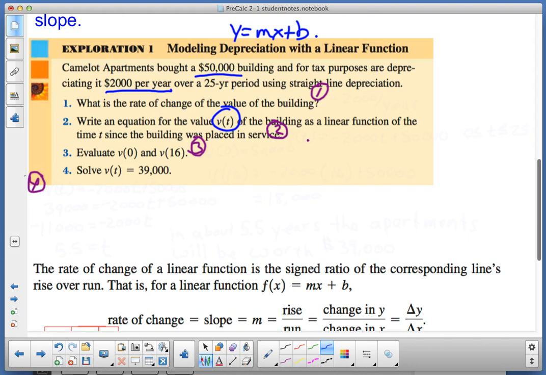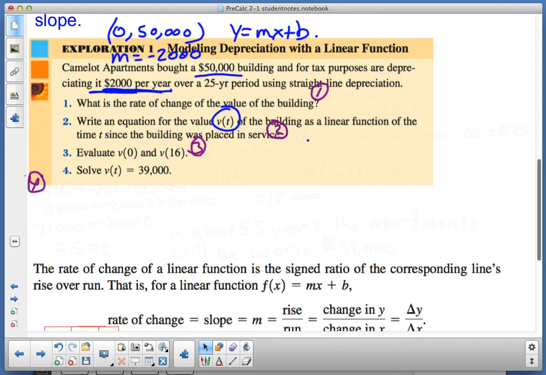That's a significant piece of information because I'm saying that at time zero, I have my building worth 50,000. 50,000 is my y-intercept. They gave me the constant rate of change, negative 2,000. That's my slope. My constant depreciation per year is $2,000. So they're asking, what's the rate of change of the value of the building? Well, that rate of change is $2,000 per year. That's what it's going down as.